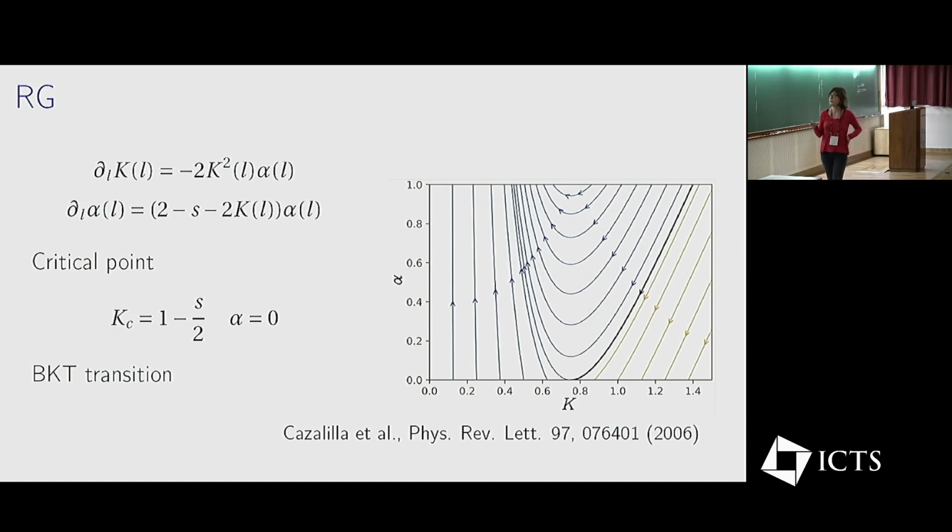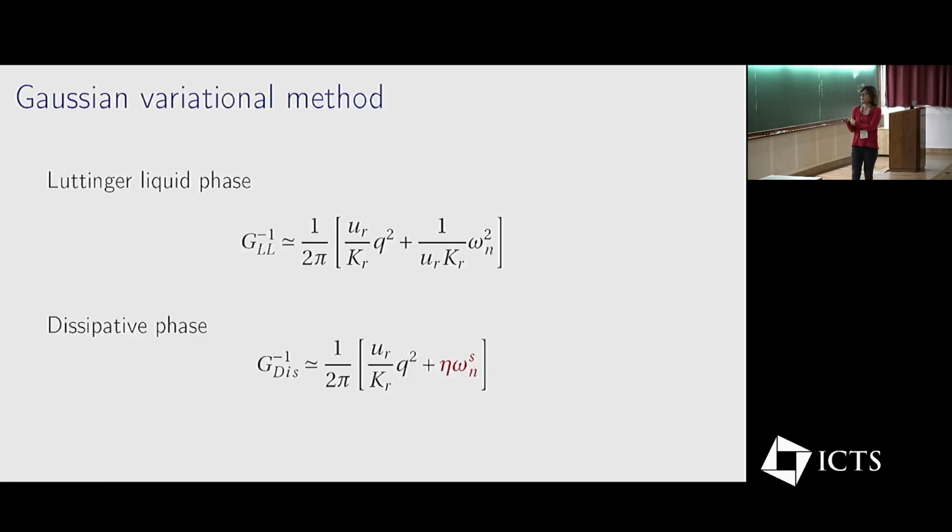It is a type of sine-Gordon XY flow, which describes this type of phase diagram where you have a Luttinger liquid phase, where alpha is irrelevant, which is separated from a strong coupling phase that we have to characterize. The critical value of the Luttinger parameter at the transition depends on the exponent of the bath, and the type of transition is a BKT transition. So the RG is not telling us what happens in the strong coupling phase.